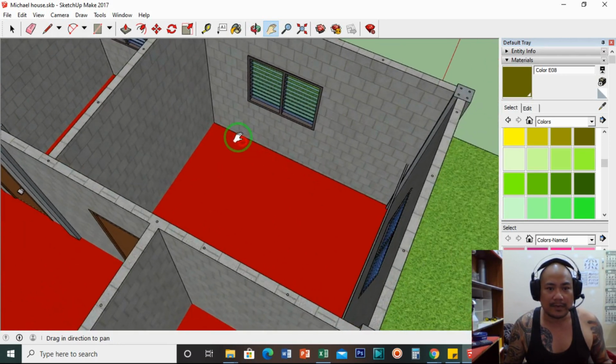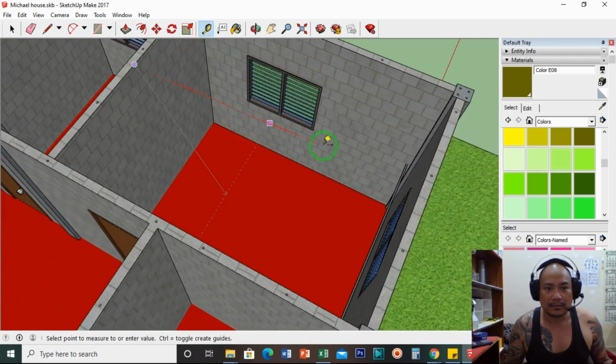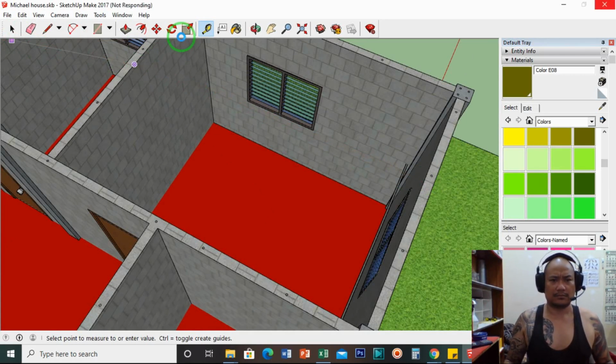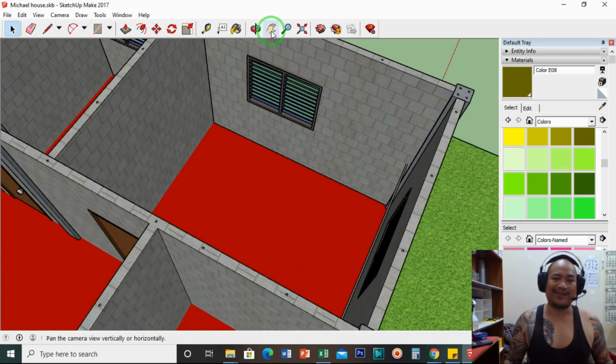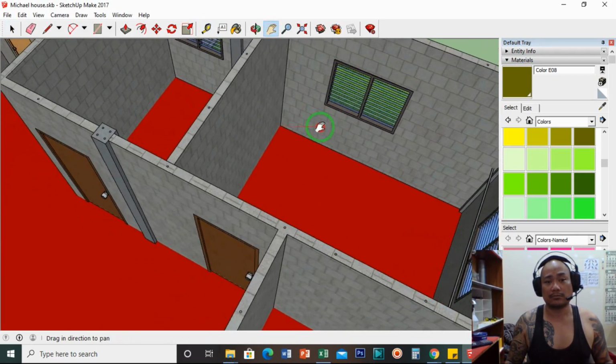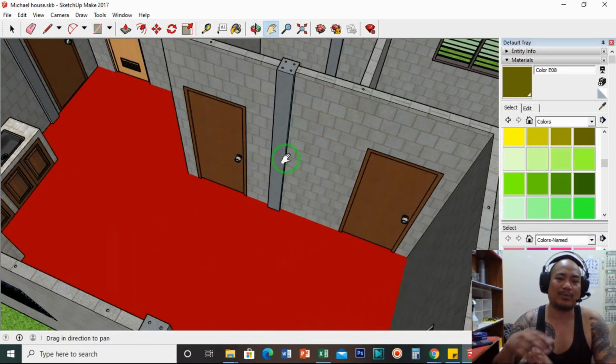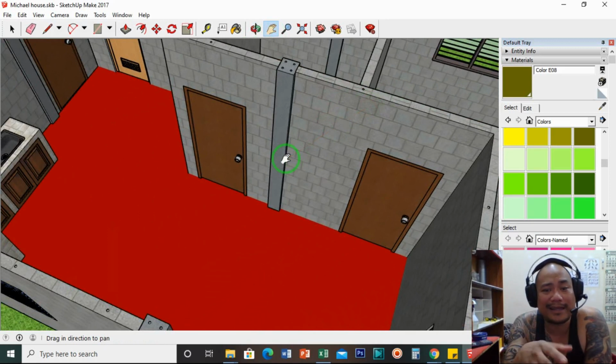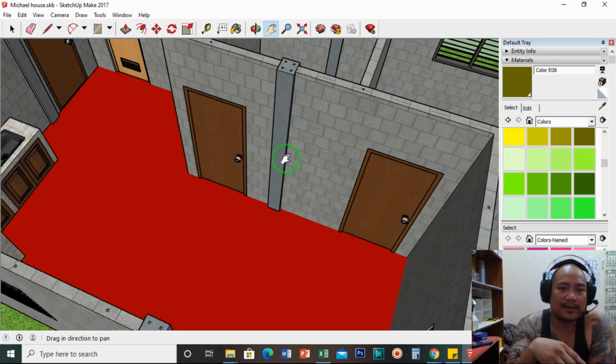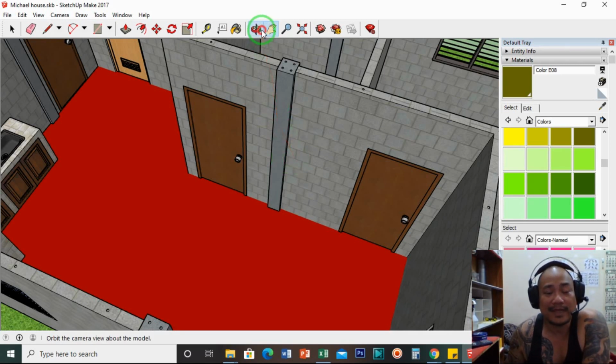We will check. The master bedroom is 3.55 by 2.91. As you can see in the flooring, my friends, we did not use tiles. We just put red cement in the flooring. Tiles are expensive.